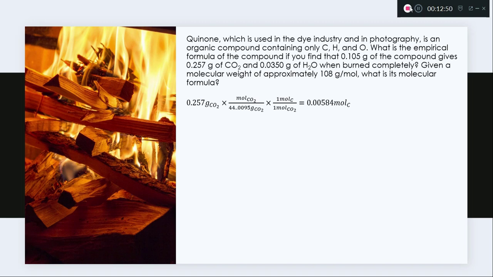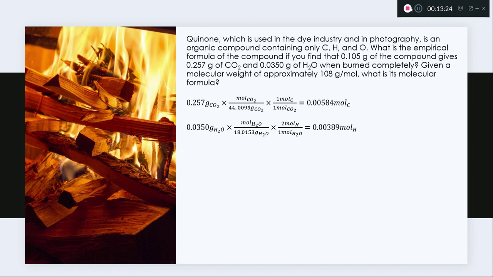So I got 0.257 grams of carbon dioxide divided by the molar mass of carbon dioxide times the 1-to-1 ratio, since there's one carbon in one carbon dioxide. And I get that I have 0.00584 moles of carbon. I do the same thing for my water. I have the 0.0350 grams of water divided by the molar mass of water times the 2-to-1 ratio, since there are two hydrogens in an H2O, and I get the number of moles of hydrogen.